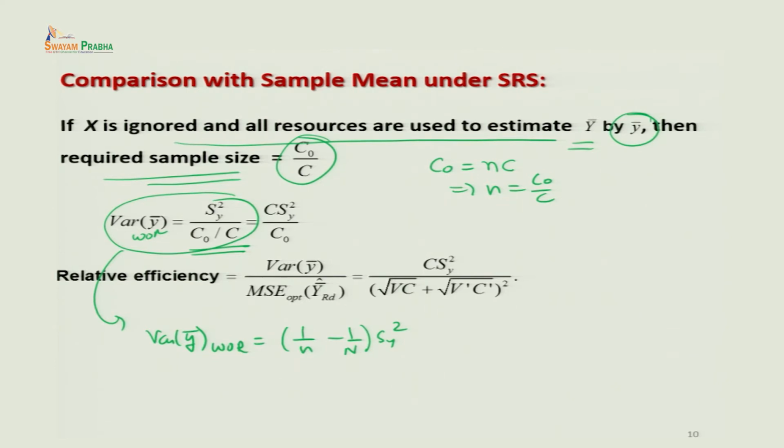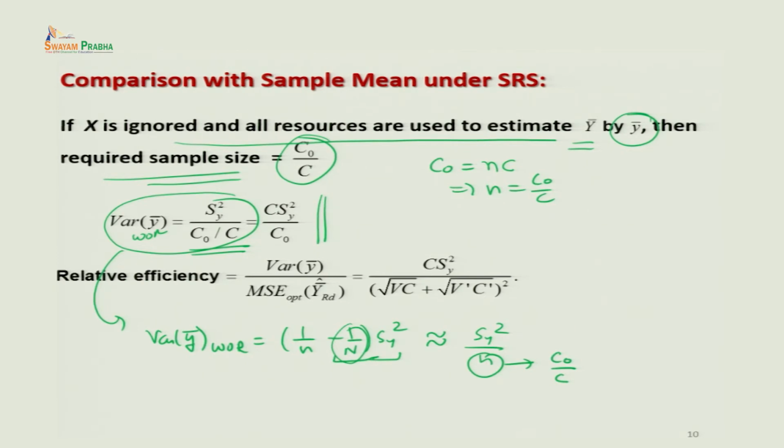So, same thing you have to also do here. You try to approximate this expression when this population size is large. So, when n is large, then 1 upon n becomes very small and this is approximately Sy square upon n, and now I am trying to replace small n by C0 upon C, and this is giving me this expression.